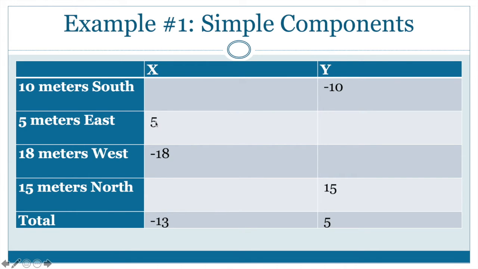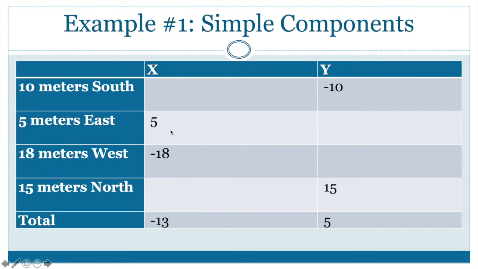For 5 meters east, it goes into the x column, and it stays positive because east is considered a positive direction. For 18 meters west, it also goes in the x column because east and west go in this column, and we add a negative in front because west is the negative direction. For the last one, 15 meters north, that goes into the y column because north and south go in that column, and we keep it positive because north is the positive direction. Pretty easy there.